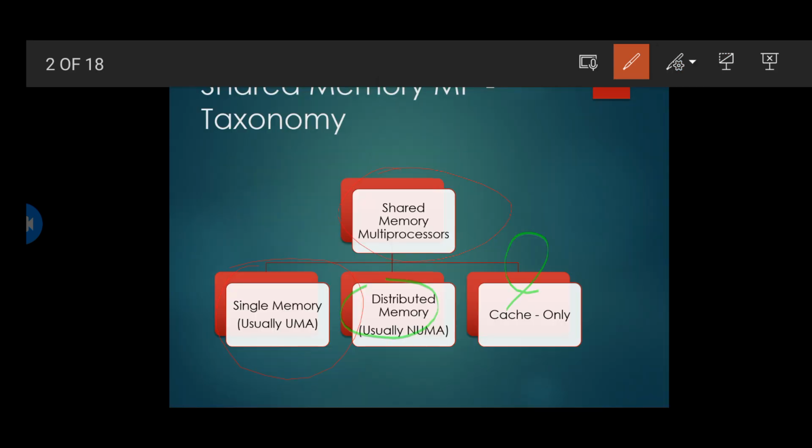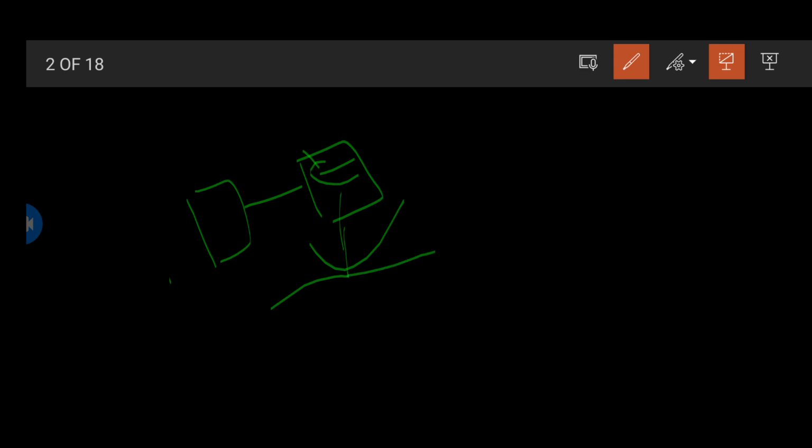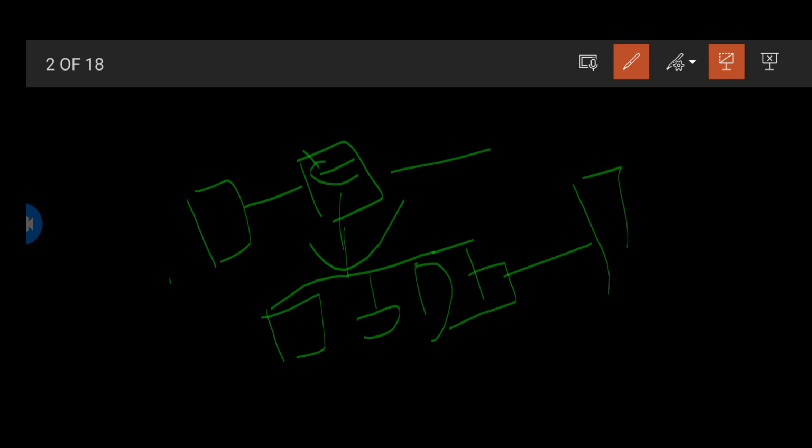Now cache-only memory. What does cache-only mean? Basically, suppose this is the CPU. If it first wants to fetch data, it will first search in the cache memory. Cache memory means the most frequently executed instructions are stored in the cache memory. The cache memory is even subcategorized into various levels: first level, second level, third level, fourth level. Later the main memory will be connected here.